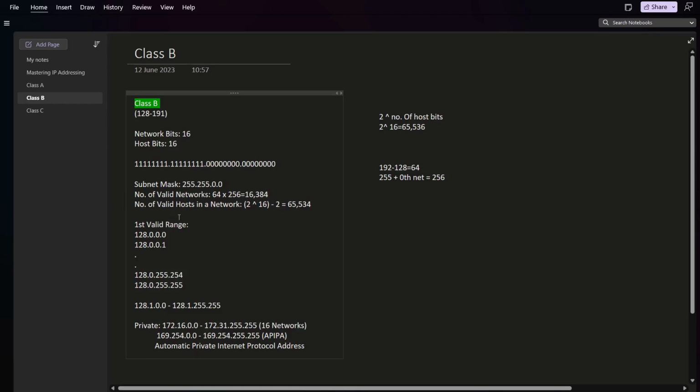Now, the number of valid hosts: the formula is the same, 2 raised to the number of host bits, which is 16 host bits, minus 2. The minus 2 is for the network IP and broadcast IP, which equals 65534. This is the number of hosts we can have in one network, and we have this many networks in class B. Now let's find the first valid range of class B.